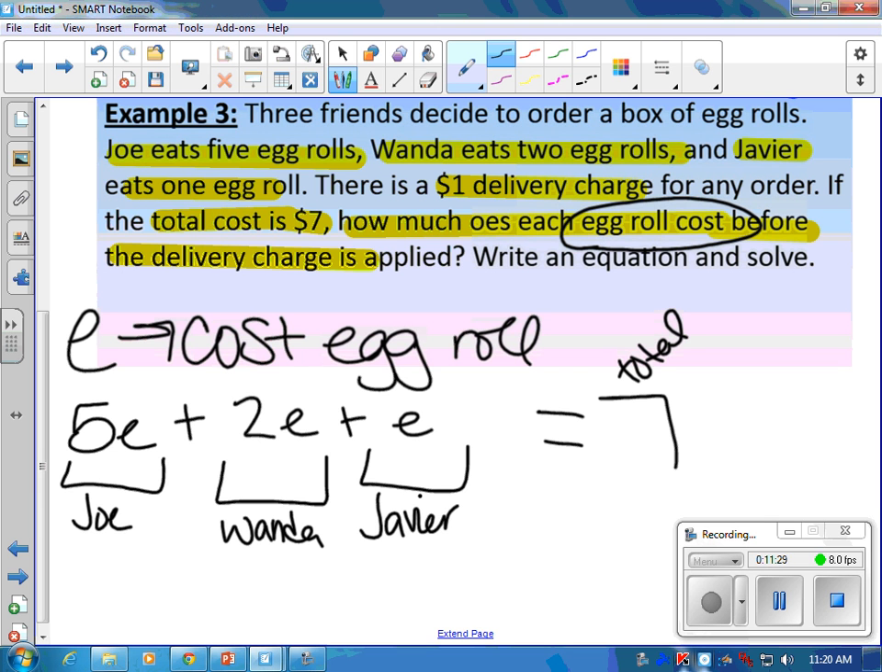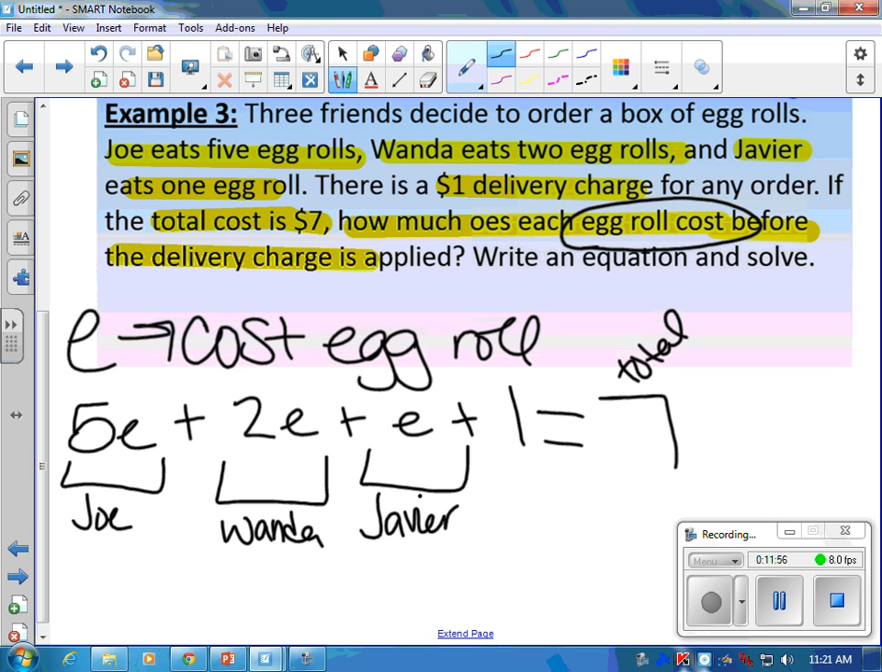Is that my equation? Don't forget that dollar. Because here's how much Joe's egg rolls cost. Here's how much Wanda's egg rolls cost. Here's how much Javier's egg rolls cost. Plus, we had to pay $1 for delivery. And that total has to equal $7. My actual final total that I paid for everything.